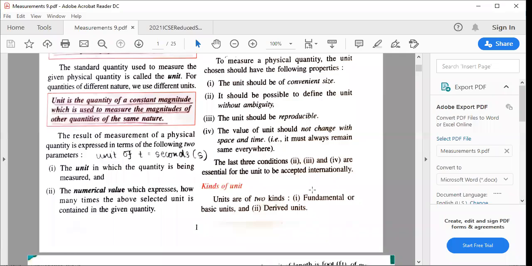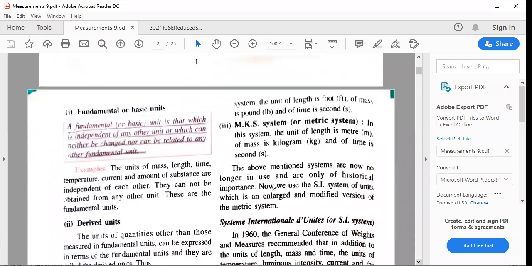What are the types of unit we have? Fundamental and derived. We already spoke about fundamental. Fundamental units are independent of any other unit. So length is not dependent on kg mass, or on time. What are the fundamental units? Mass, length, time, temperature, electric current, and amount of substance. Amount of substance we are going to see.